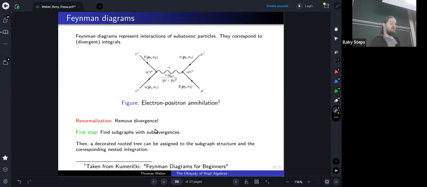Those diagrams in physics correspond, in general, to divergent integrals. What people want to do is renormalize this, so they want to remove the divergences. And this can be done in a first step by looking at subgraphs with subdivergences. Now the connection to trees is that you can find a decorated tree corresponding to the subgraph structure of such a diagram. And then this decorated rooted tree corresponds to some kind of nested integration.